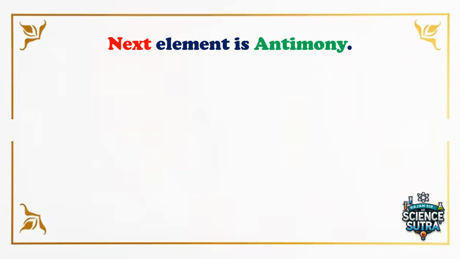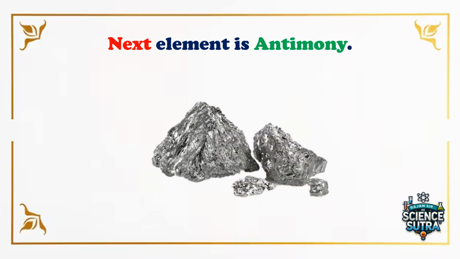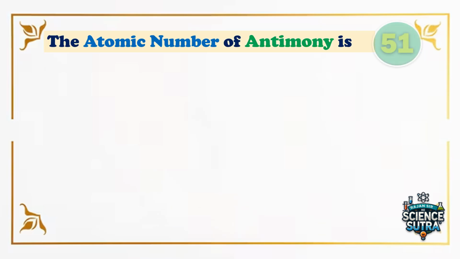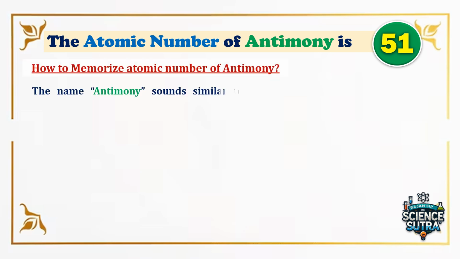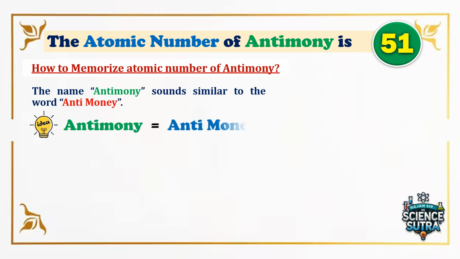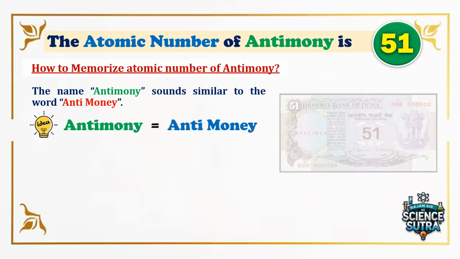Now next proceed to next element, that is antimony. So this is how it looks like. The atomic number of antimony is 51. So how to memorize atomic number of antimony? The name antimony sounds similar to the words anti-money. Anti-money.